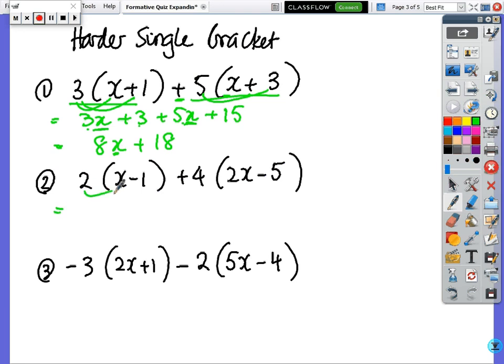Okay, next one. 2 times x is 2x. 2 times minus 1 is minus 2. 4 times 2, that's a positive times a positive. 4 times 2 is 8x. A positive times a negative is a negative. 4 times 5 is 20. And the like terms, 2x plus 8x is 10x. Just 10x, not 10x squared. Minus 2 minus 20 is minus 22.